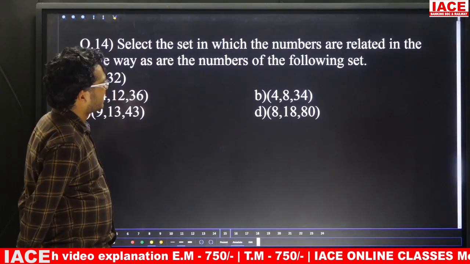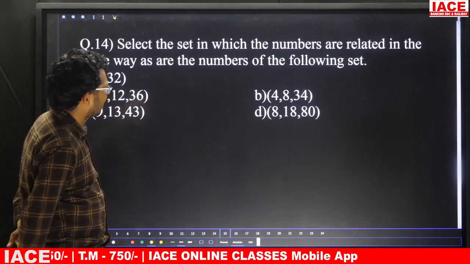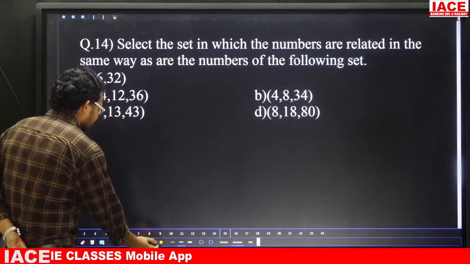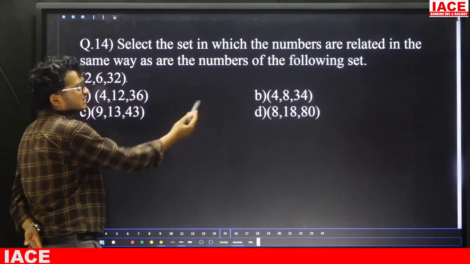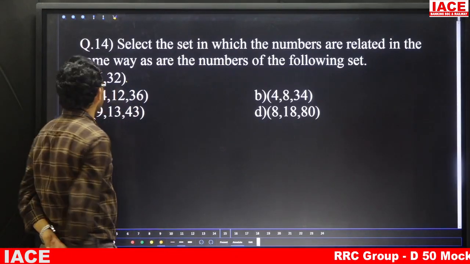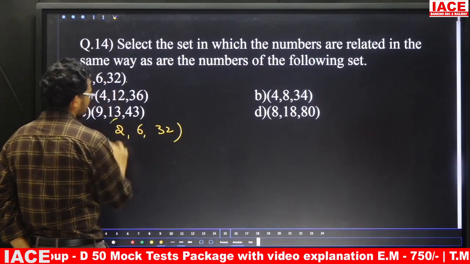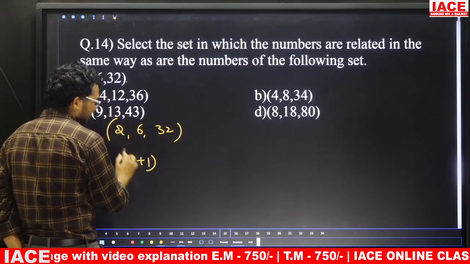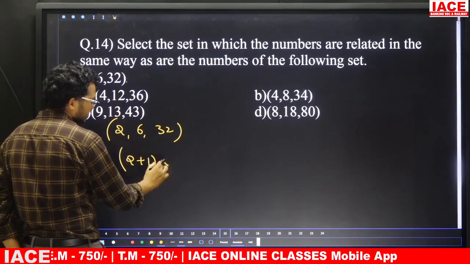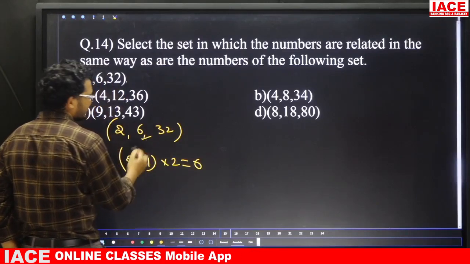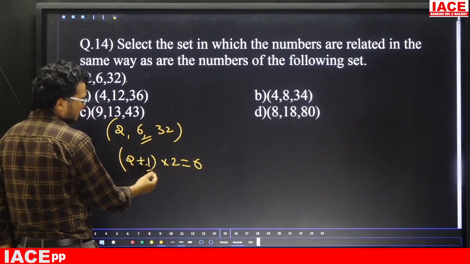Select the set in which the numbers are related in the same way as the numbers of the following set. Friends, this set has some logic. Which of the following has the same logic as the given set? Suppose the given is 2, 6, 32. 2 plus 1 is 3. 3 into 2 is 6. That means your logic is plus 1 into 2.